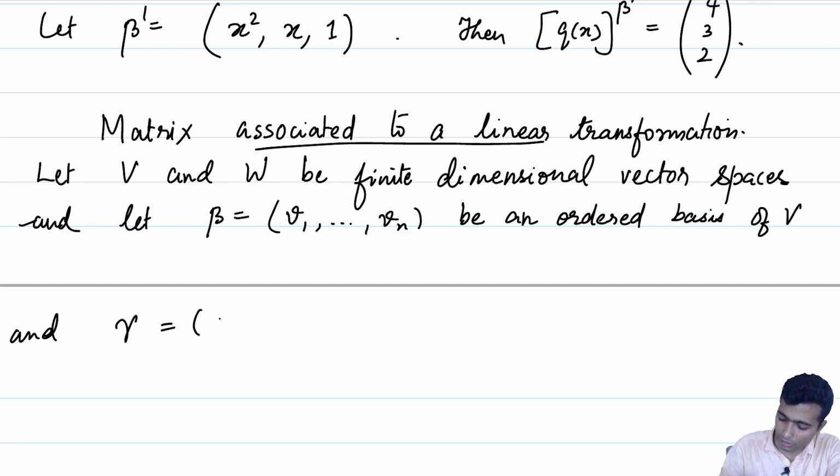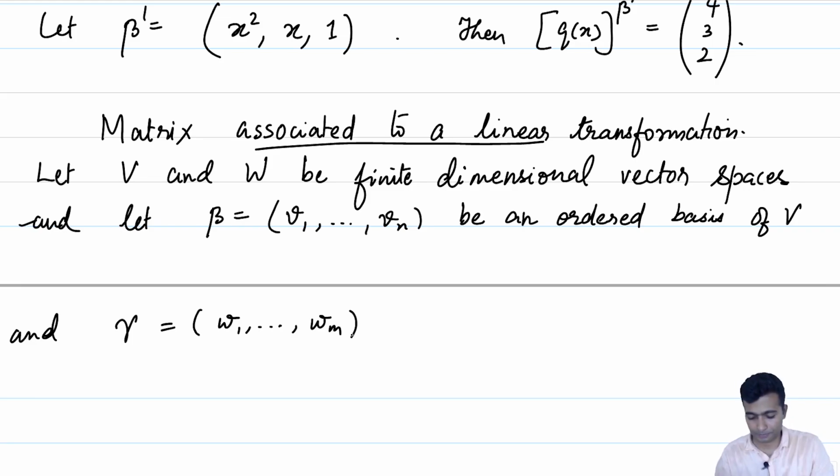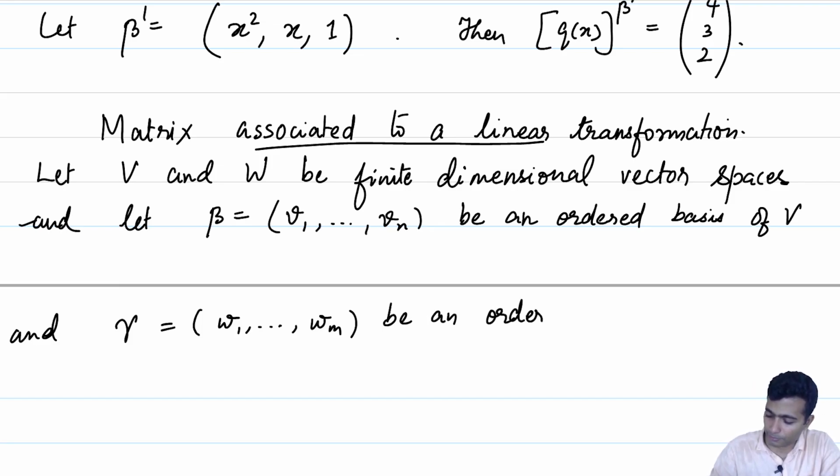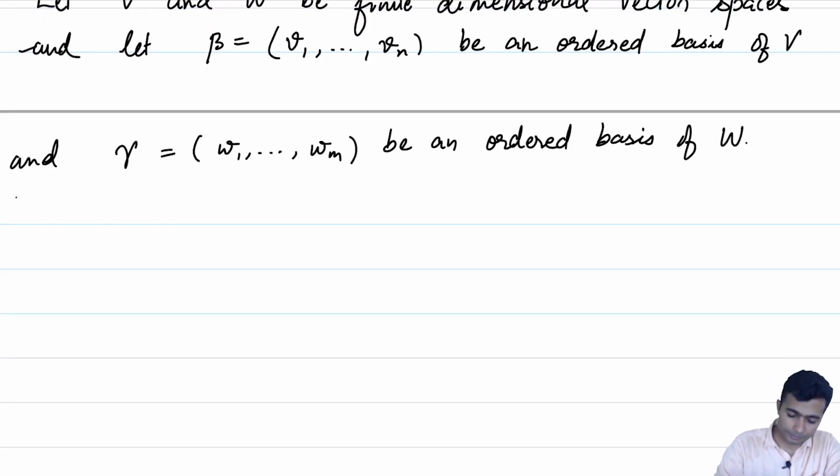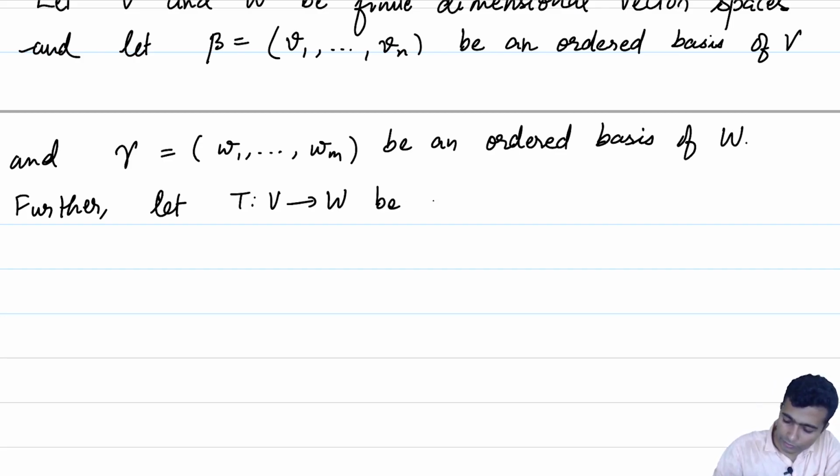And gamma, which is W1 to Wm. If it is an m dimensional vector space, there will be m vectors in every basis. So let gamma be an ordered basis of W. Further, let T be a map from V to W, which is a linear transformation.